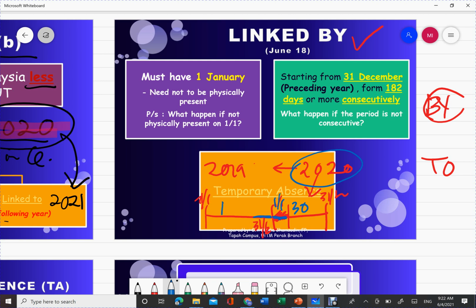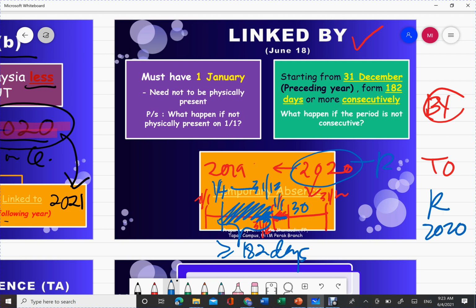But what happened in year 2019 is that he was in Malaysia throughout this period, say from 1st April until 31st December 2019. So when you accumulate the number of days that he was in Malaysia during year 2019, it exceeds the minimum requirement of 122 days. In this case, this person will become a resident in Malaysia for year 2020, because even though in year 2020 he stayed in Malaysia less than 182 days, this period is linked by, joined together.